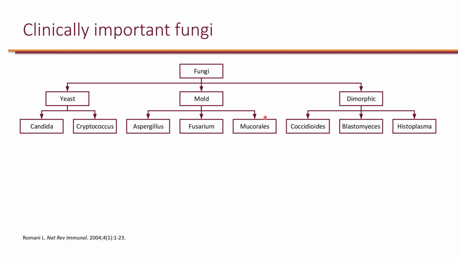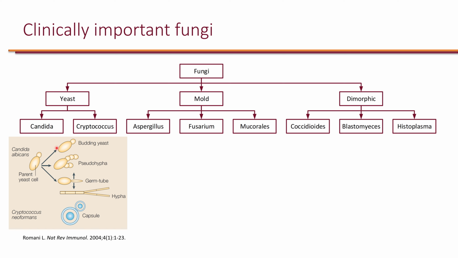Now let's take a look at clinically important fungi. In general, fungi can be divided into yeasts, molds, and dimorphic. Candida and Cryptococcus species are yeasts that commonly cause fungal infections in susceptible hosts. Now, yeasts are typically round or oval. They generally form smooth, flat colonies, and they reproduce by budding.